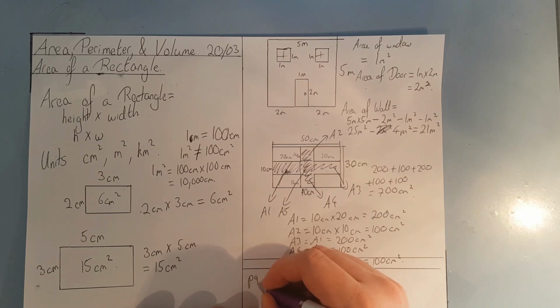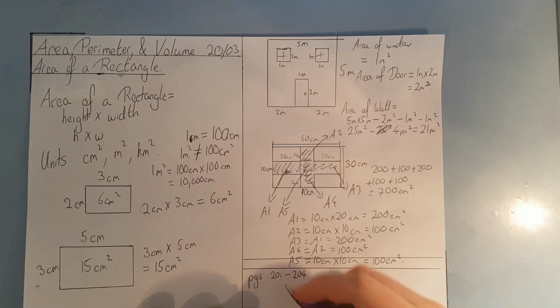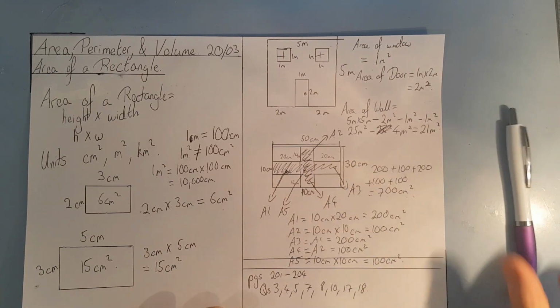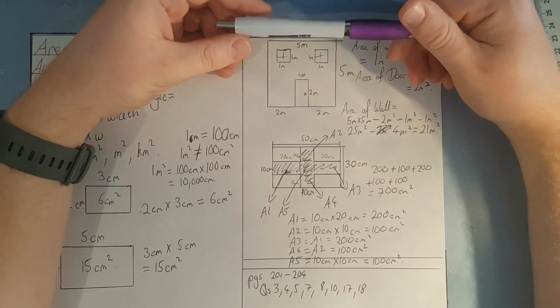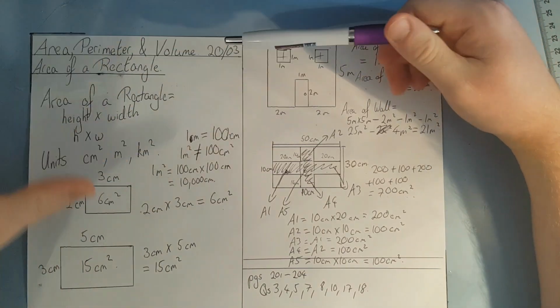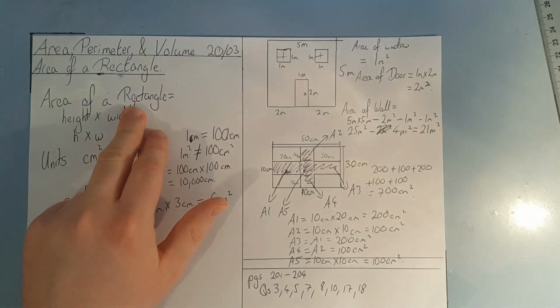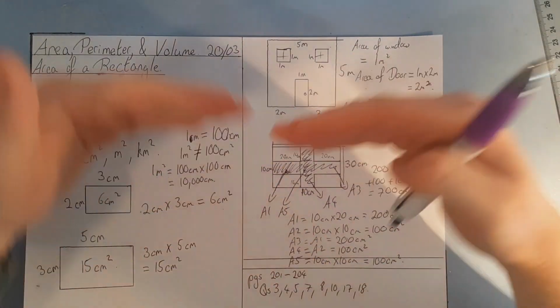Can you guys pop on to pages 201 through 204 in your textbooks? Do questions 3, 4, 5, 7, 8, 10, 17, and 18. Okay, so that again is about 8 questions. This isn't touching upon any of the area of a triangle questions. So today we're doing rectangles. On Monday we will do area of a triangle. We'll kind of build our way up that way.